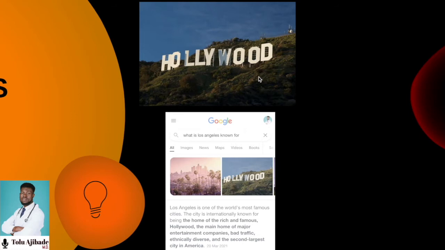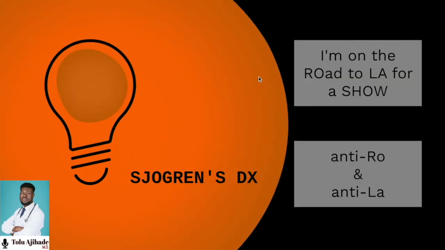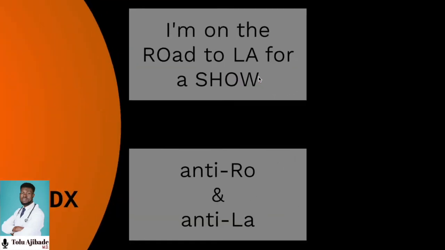What is Hollywood known for? It's known for the home of the rich and the famous. It's the main home of entertainment, TV shows, and all of that. So that's how we remember it. Sjogren's disease: imagine you're on the way to LA for a show, because most shows are held in LA. So I'm on the road to LA for a show. So the antibodies here are anti-Ro for road, and LA for anti-La. So that's anti-Ro, anti-La.